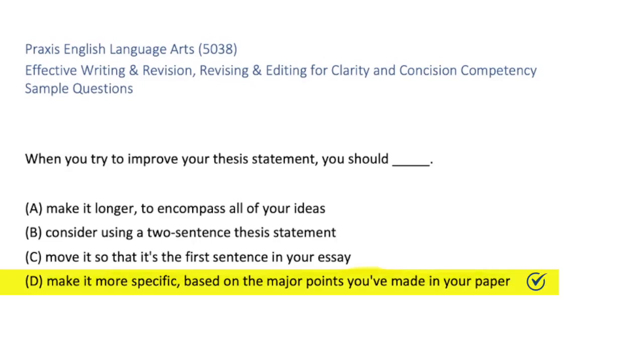To improve your thesis statement, re-examine the essay question and think about the major points that you've made throughout the body paragraphs of your essay. Strengthen a so-so thesis statement by tying it very specifically to what you have written about.